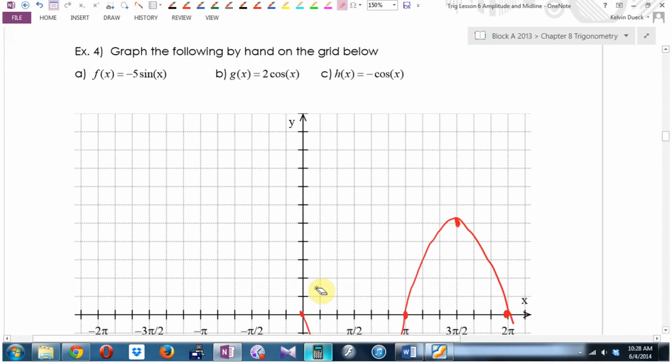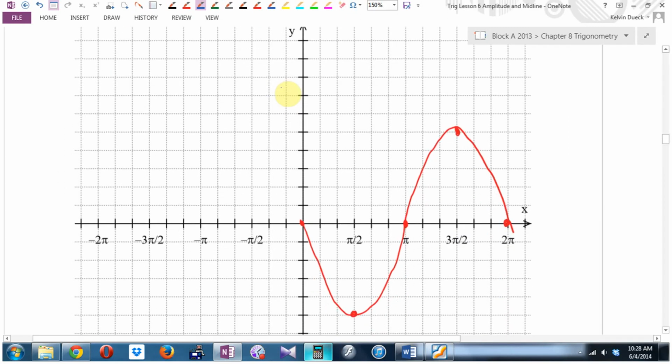Brooke, let's do G together. I did A in red. I'll do G in blue. First of all, what's the trig function in G, Brooke? Sine or cosine? Positive or negative? So it's going to start up high. Just don't draw it yet. How high? What's the amplitude? So my first dot is going to be right there.